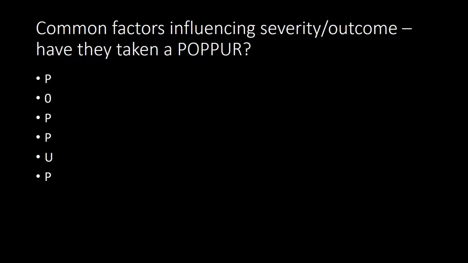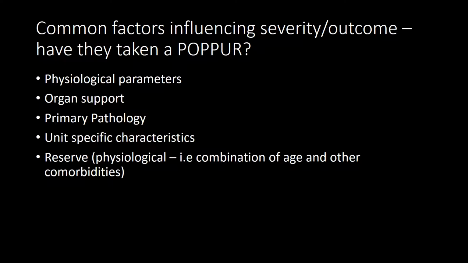What was the primary pathology that brought them in the first place? What are the specific characteristics of the unit? What is the unit mortality that does affect outcome? And what physiological reserve do they have? And I think that's used as a surrogate really for age and other comorbidities. So that is, has your athlete who has paced themselves nicely taken a popper? So just to go through again: physiological parameters, organ support, primary pathology, that's your double P, unit specific characteristics and reserve.